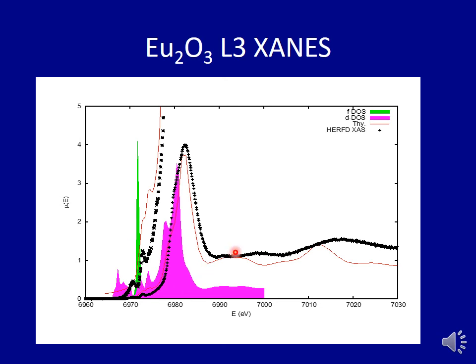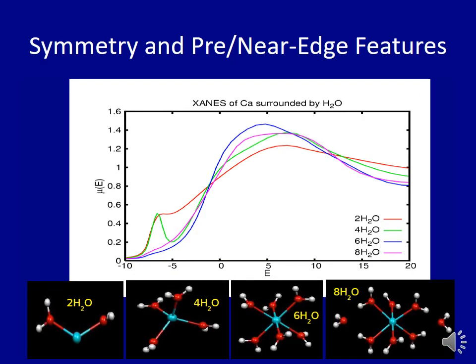Similarly, you can look at things like this for the ligand states, say, of the oxygen, in this case, hybridizing with the absorbing atom states. So you can also have effects of symmetry on the XANES, and they can be quite large, especially in the pre-edge region, but other regions as well.